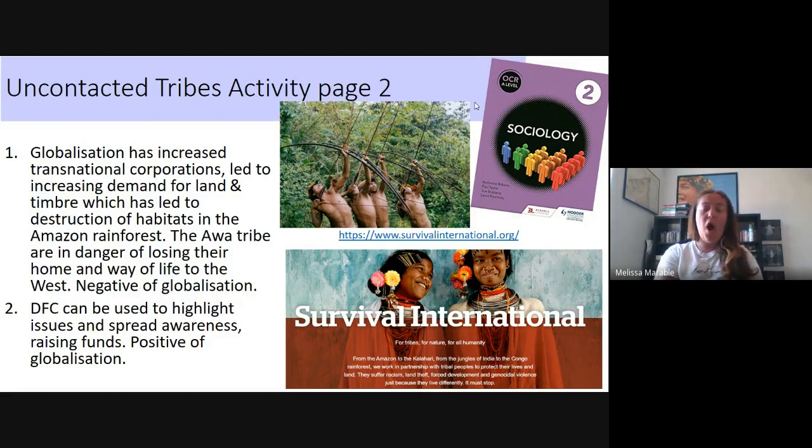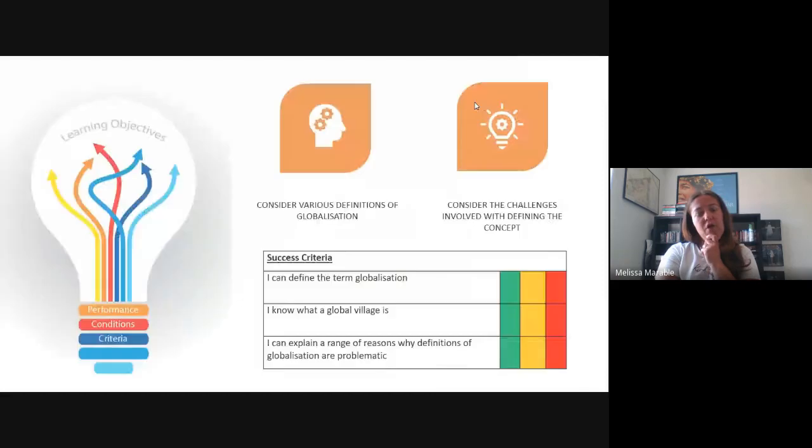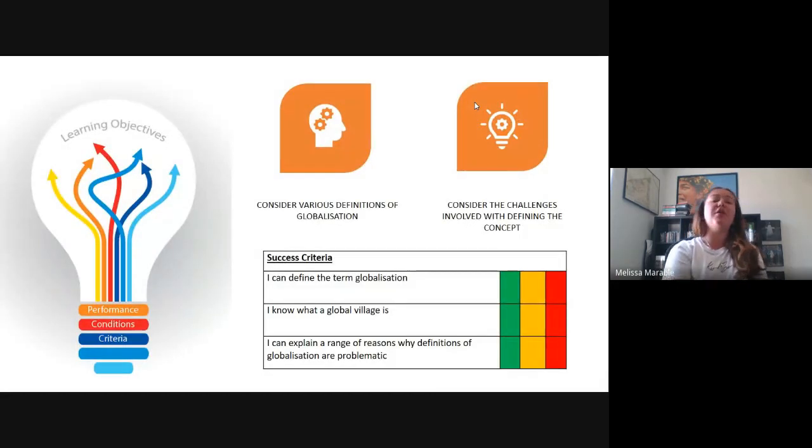Okay, so hopefully we've delved into lots of different definitions of globalisation and what it actually entails, and looked already at some of the negatives and positives. So let's recap our learning objectives. Hopefully, we are well on our way. We've considered various definitions and we have looked at positives and negatives, okay?